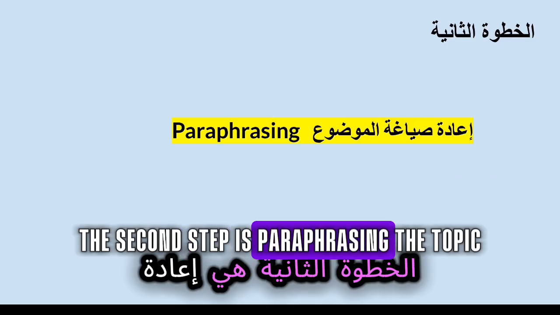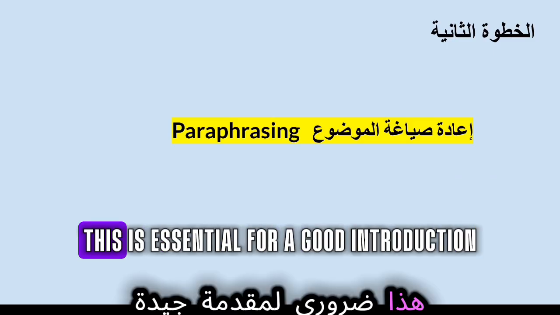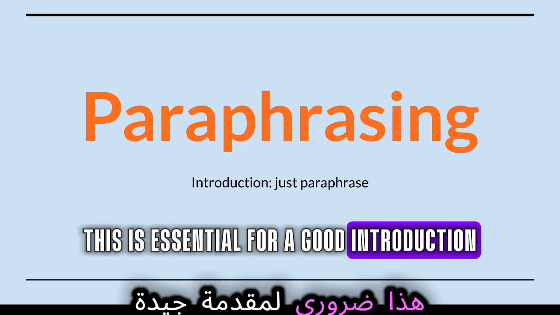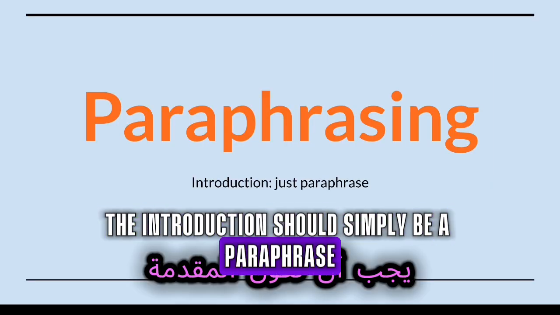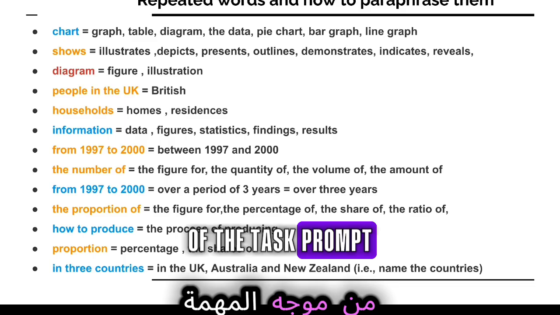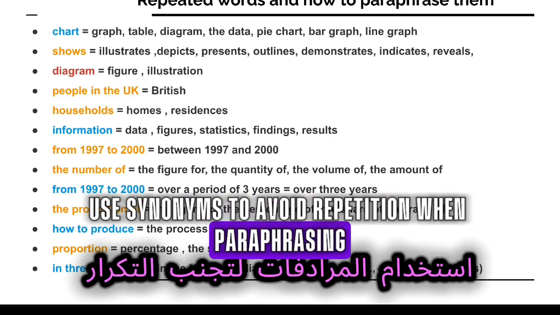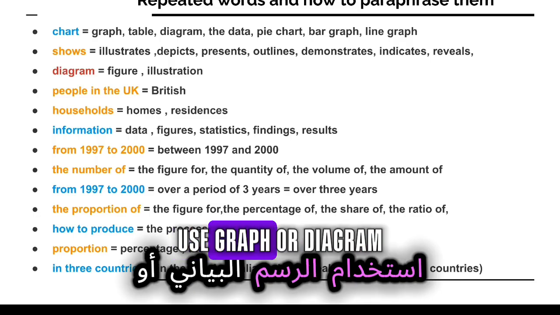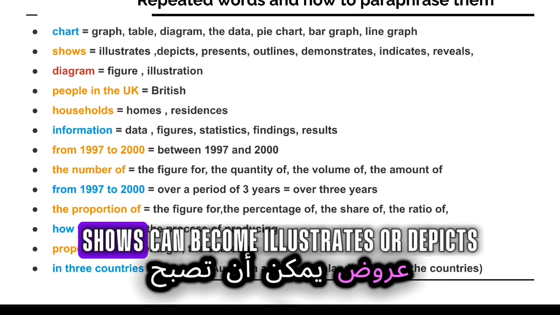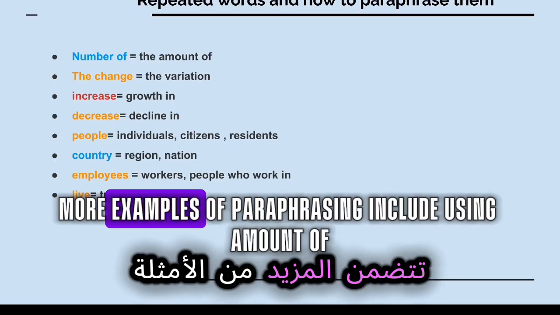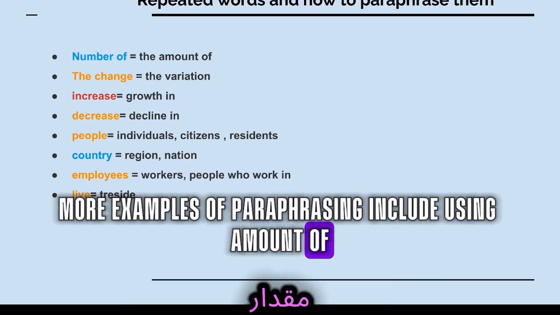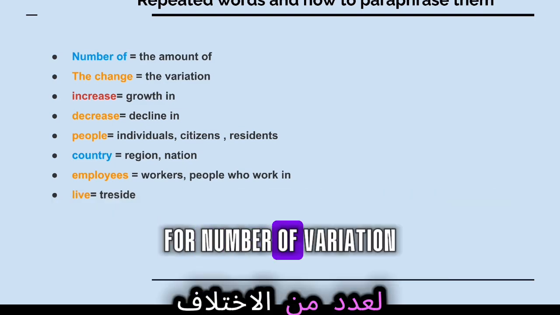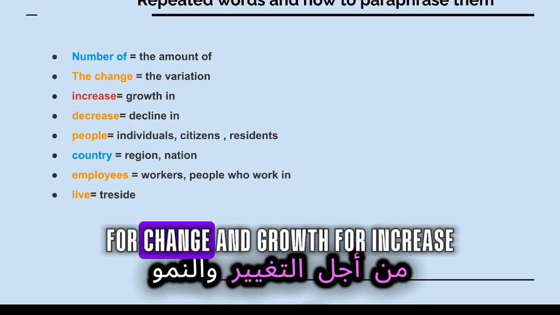The second step is paraphrasing the topic. This is essential for a good introduction. The introduction should simply be a paraphrase of the task prompt. Use synonyms to avoid repetition when paraphrasing. For example, instead of chart, use graph or diagram. Shows can become illustrates or depicts. More examples of paraphrasing include using amount of for number of, variation for change, and growth for increase.